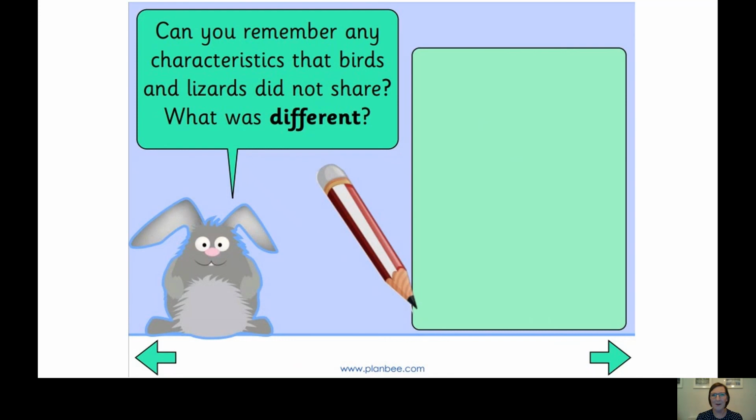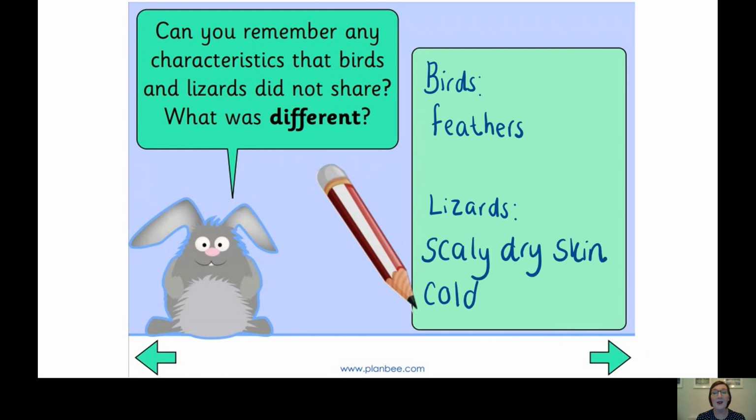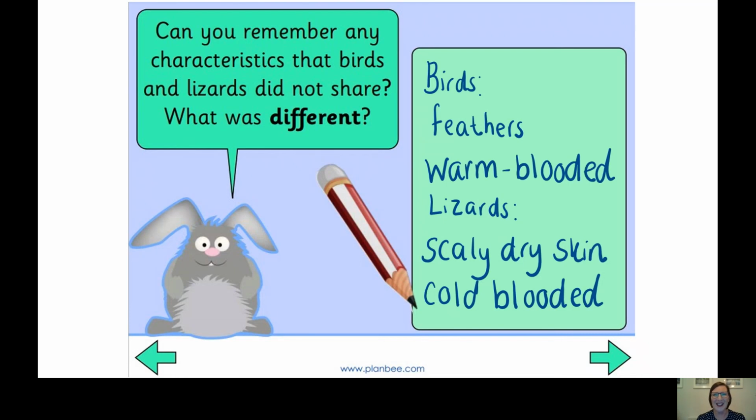Let's see, shall we? So we had birds and we had lizards. A difference between birds and lizards is that birds have feathers, where lizards have scaly, dry skin, and they were cold-blooded. Can you remember? Were birds warm-blooded or were they cold-blooded? That's right, they were warm-blooded. Excellent.